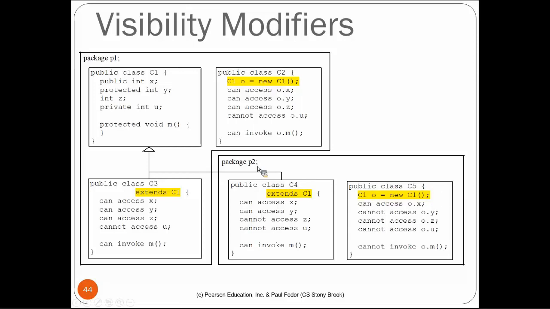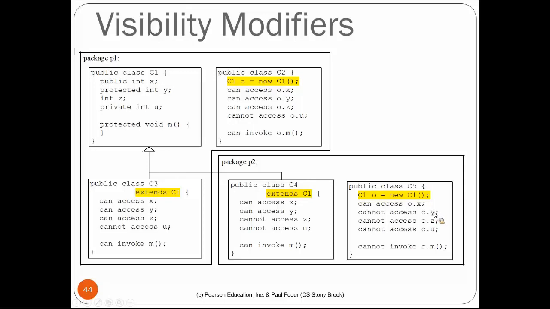From a class C5 defined in the package P1, different than the package P2, if we create an object of the type C1, because we may have a public constructor of the type C1, by default we have it in the current class, we can access the public data field but no other data field.